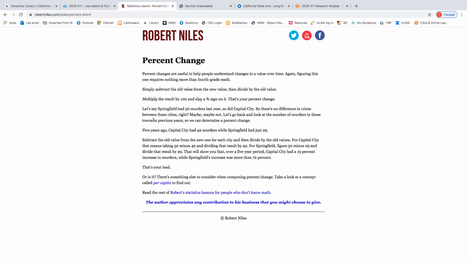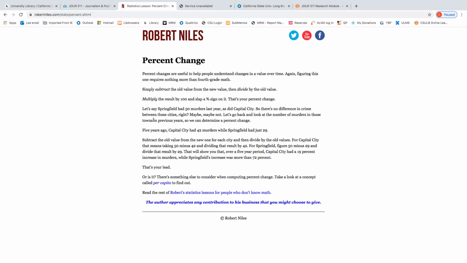Percent changes are one of the things that reporters sometimes have to calculate themselves. So it's important to know, how do you calculate a percentage change? How much did a budget go up? How much did tuition go up? How much did the murder rate change?